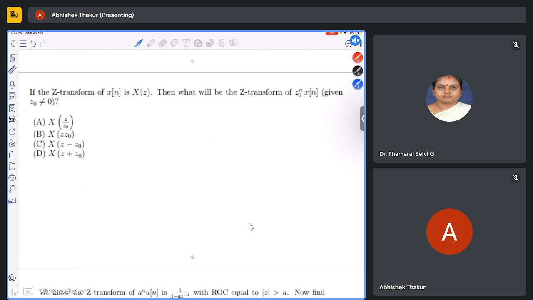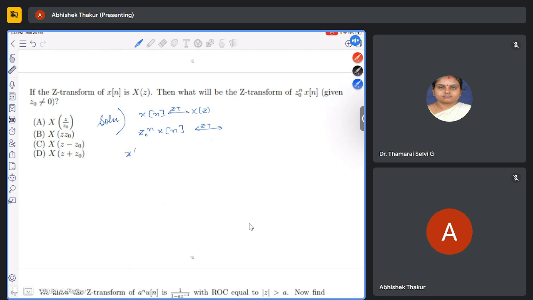Now let's move to the next question. It is given that the Z transform of x of n is X of z. What will be the Z transform of z naught to the power of n times x of n? We have to find this.